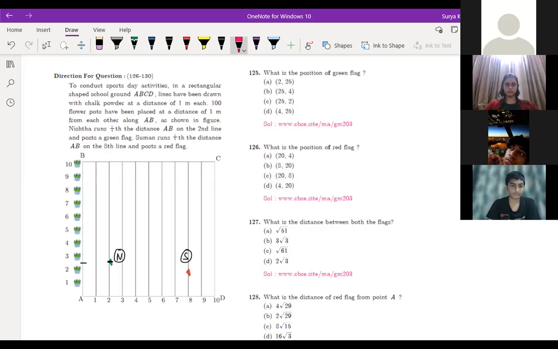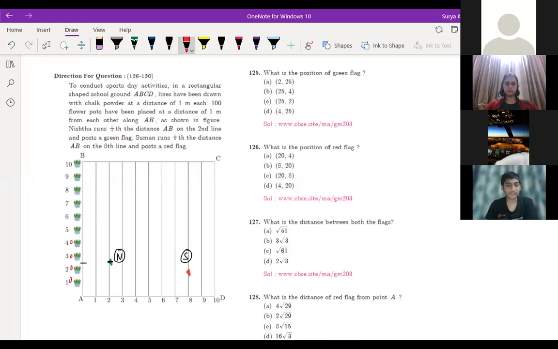So 100 flower pots are placed at a distance of 1 meter. Total 100 are there, so this is 25 only, right? This is 20, this is 30, all are 10, 10. You just multiply, children, because there are 200 plants. So this is like 10, this is 20, this is 30, this is 40, like that.